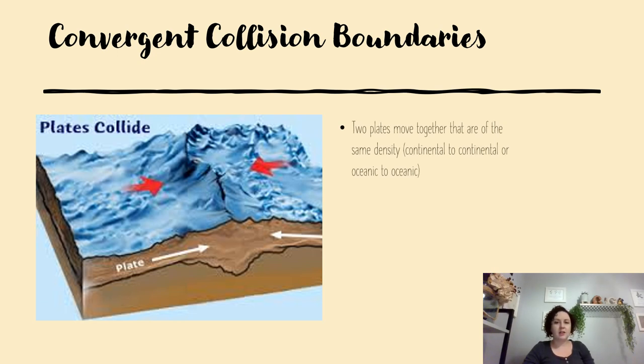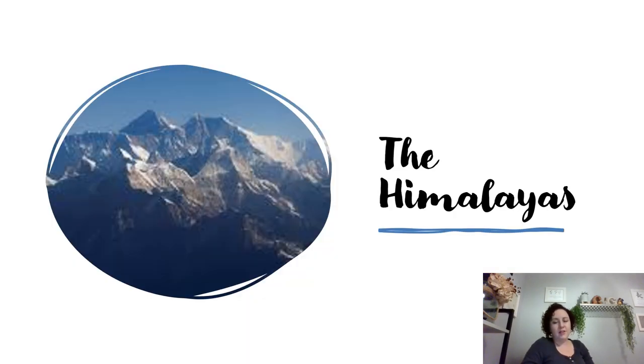So coming together, if they're of the same density, like continental and continental, typically this is where you get mountain ranges, just because they can't really decide who goes where. It creates giant mountain ranges as the plates collide together. This is the example of the Himalayas in India, butting up to China. They formed these giant mountain ranges. It's the largest mountain range in the world.